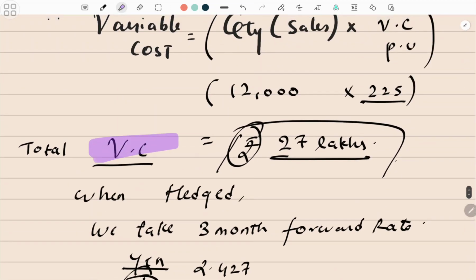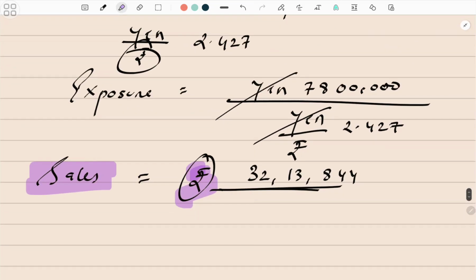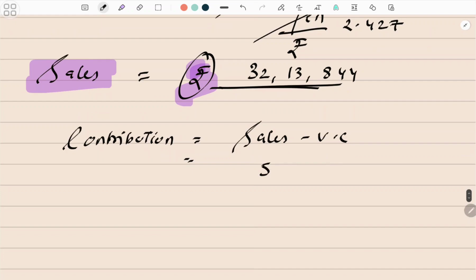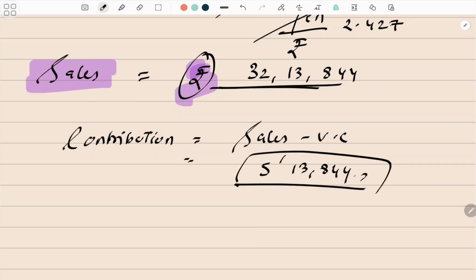I have my variable cost in rupee. So now can I get the contribution? I think I can, right? So I'll just subtract this minus 20. Yeah, we get the contribution. Contribution is equal to sales minus VC, which is equal to, I just did it on the calc, 5,13,844.25. So this is, keep this way.